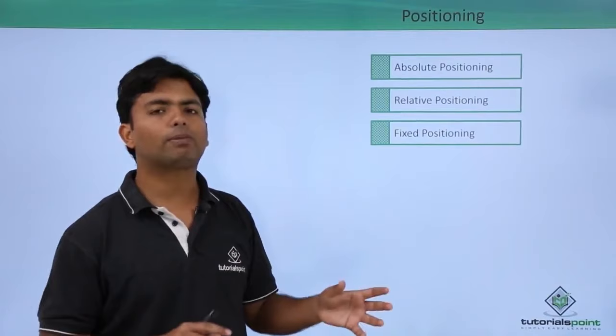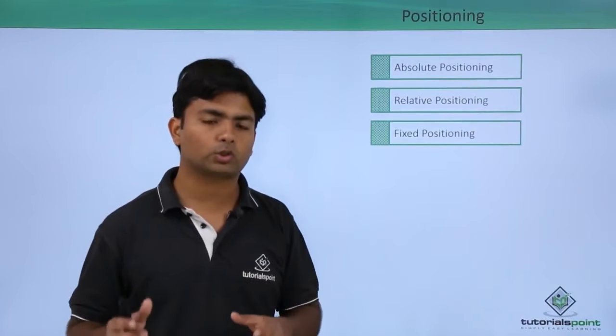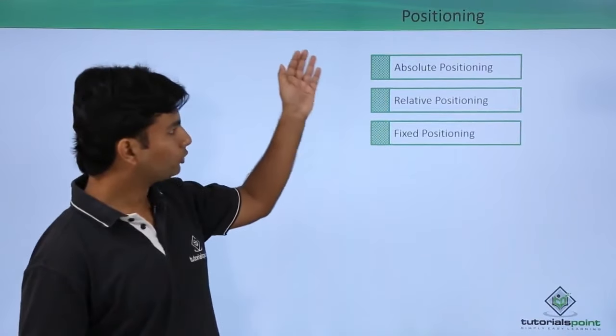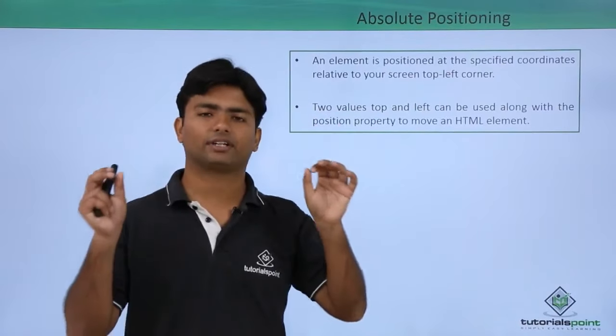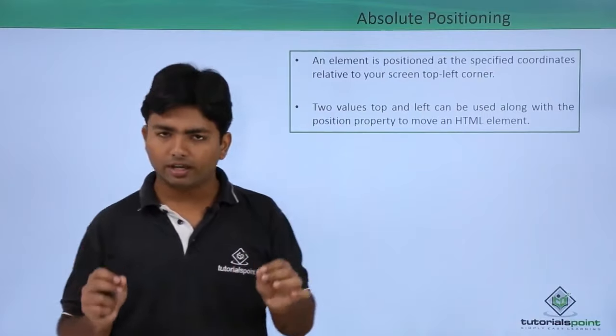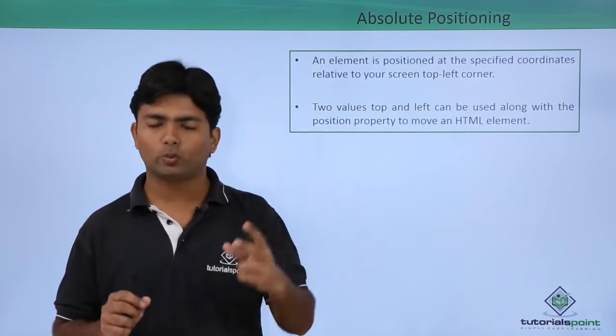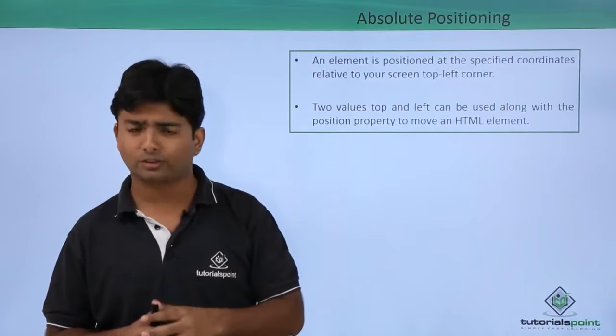According to that, you will plan which particular position you should go for. So let's talk about absolute positioning. Absolute positioning is basically, as the name says, absolute, which means you will have to pass 2 values, that is the x-axis and y-axis value.